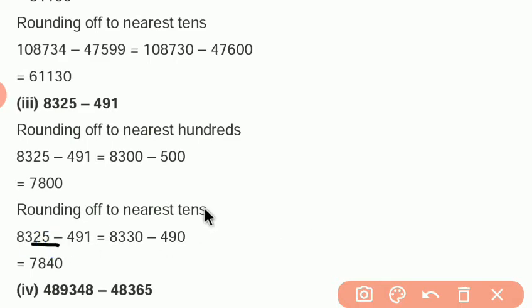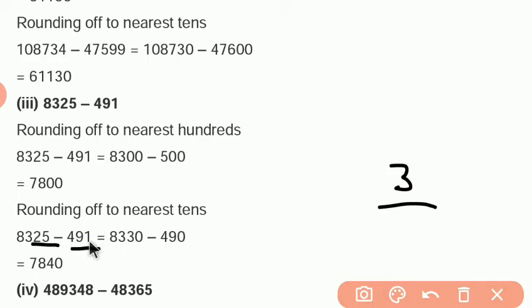So we have to increase 2 by 1. Here we have to round off to the nearest 10. It means it contains only one 0. So the last number we have to replace by 0, and if it is 5 or greater, then you have to increase its tens place by 1. So 2 plus 1 is 3, and 83 will be as it is. So 8,330.